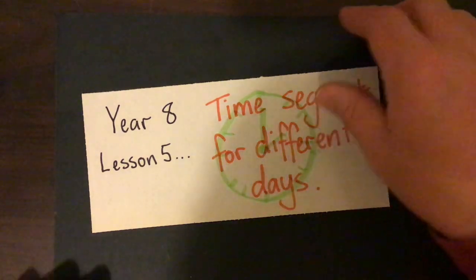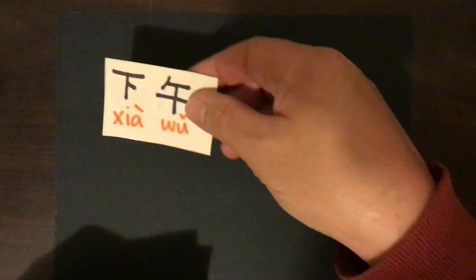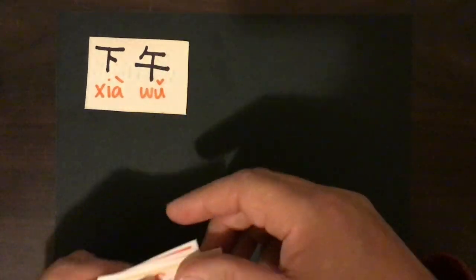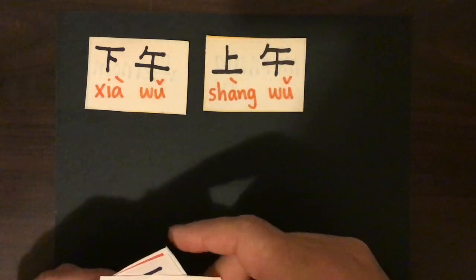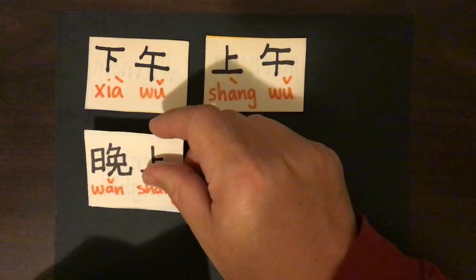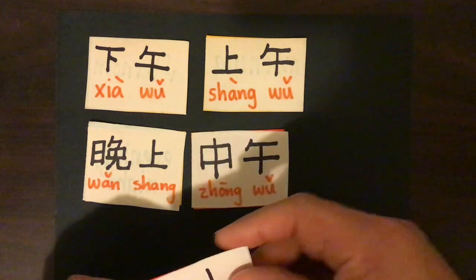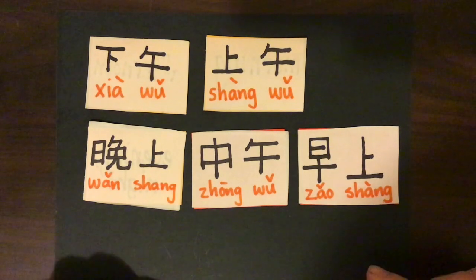So the first thing I wanted to do was to take a look at some of the words we looked at last week. So we had 下午. Remember, these are different times during the day. 上午, 晚上, 中午, 早上. Okay, do you remember what these are?